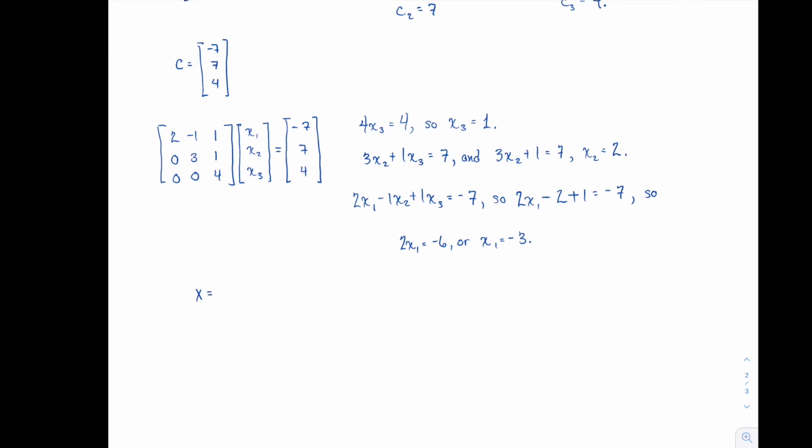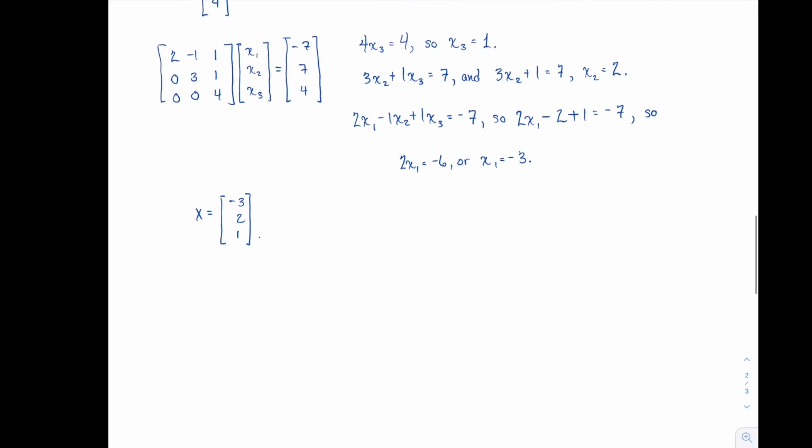And there we have it. We have solved that system of equations, or that matrix equation. And we have x equals minus 3, 2, 1. Before we close this, let's go back to what we wrote. We wrote that A is equal to LU. And I want to write those down.